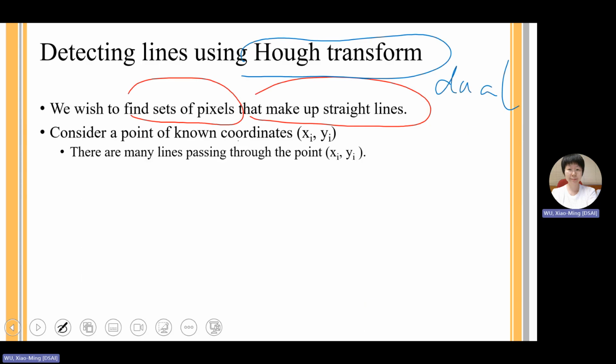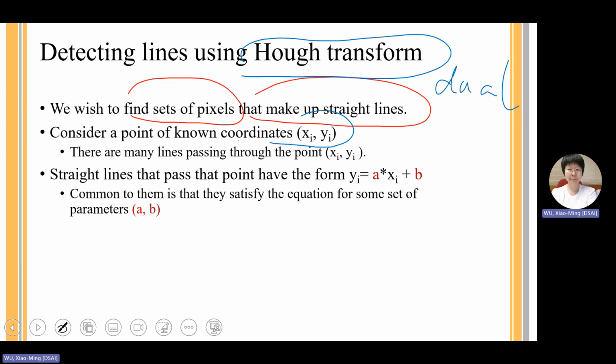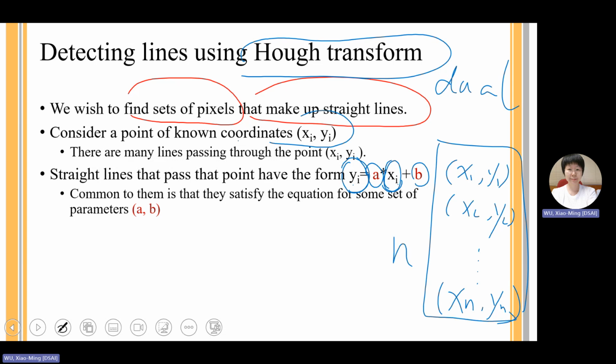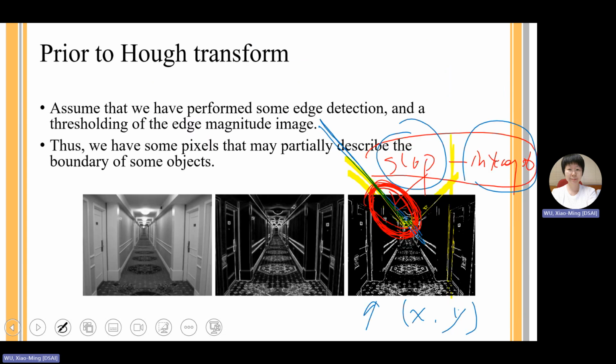So for each edge pixel xi, yi, if those edge pixels belong to the same line, they share the same slope and intercept. Because xi, yi is a point. So we have x1, y1, x2, y2, and xn, yn. Suppose the n points all belong to the same line.